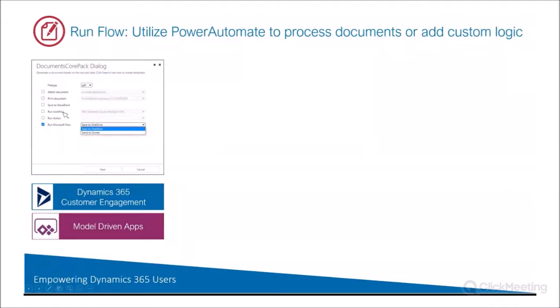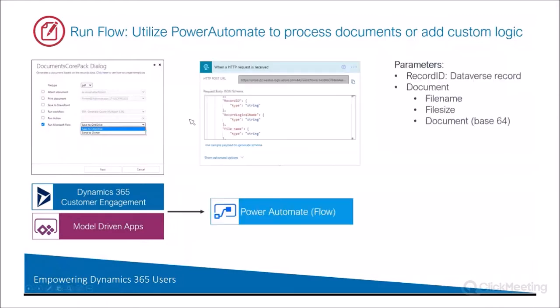What then happens is after the DocumentsCorePack dialog does what it's supposed to do, it goes over and runs the flow. You have your flow listening for this HTTP request that we're going to push over some parameters to. The main things that we're pushing are the record IDs of the Dataverse records. So if you're doing a quote, it's going to push that ID over so you can use that, account, etc.